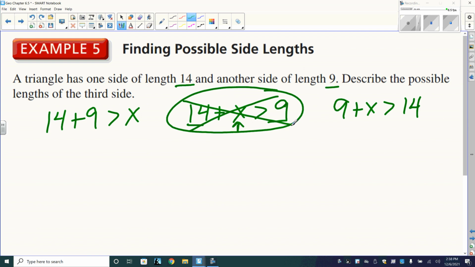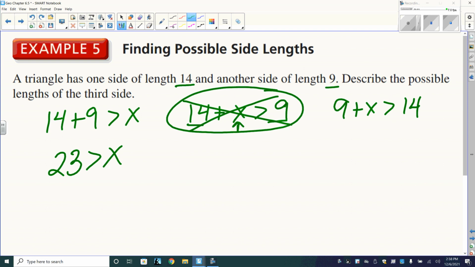Here, 14 plus 9 is what? 23 is greater than x. Because if x is equal to 23 or bigger than it, then it won't work, because the other 2 sides, 14 and 9, have to add together to be greater than whatever the third side length is. So the third side length cannot be greater than 23.